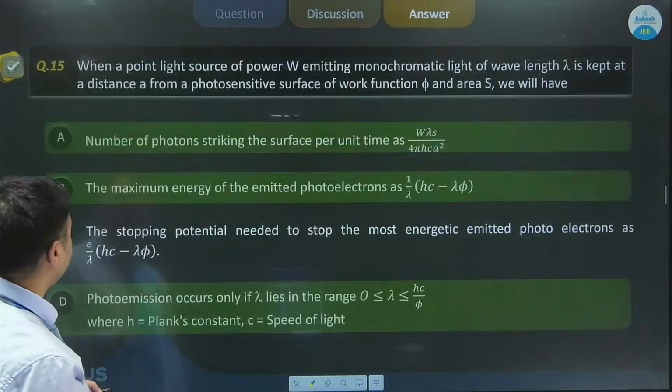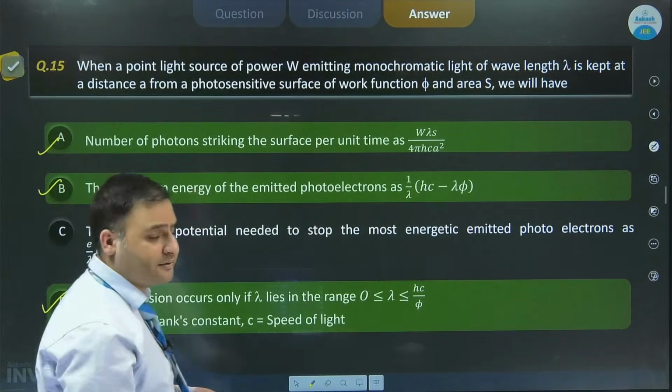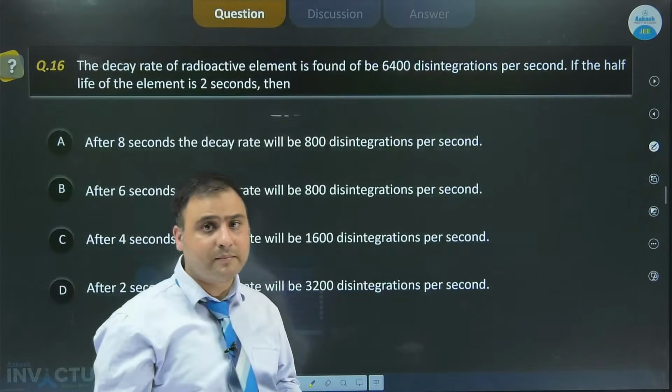Now let's see the answer. Yes, A, B and D are correct answers. Now let's move on to the next question.